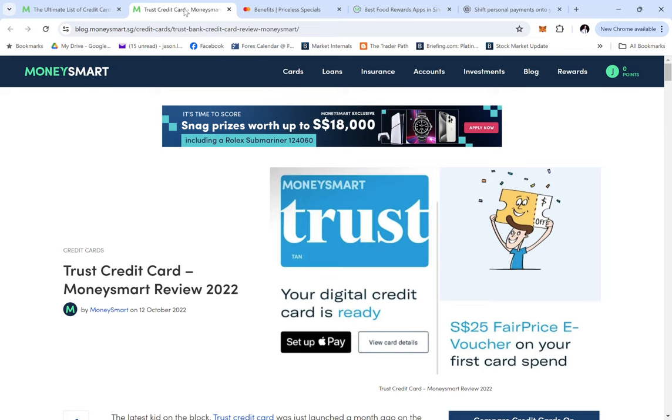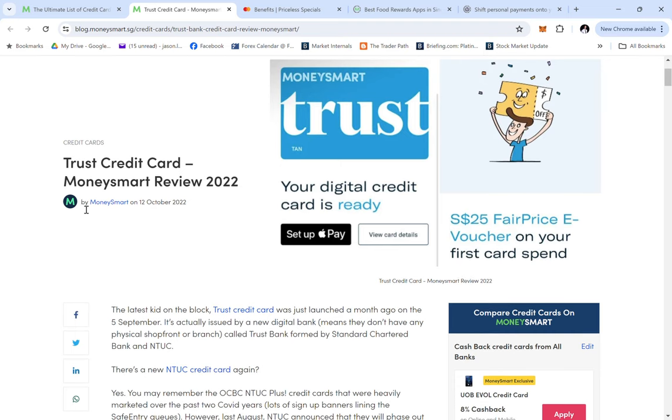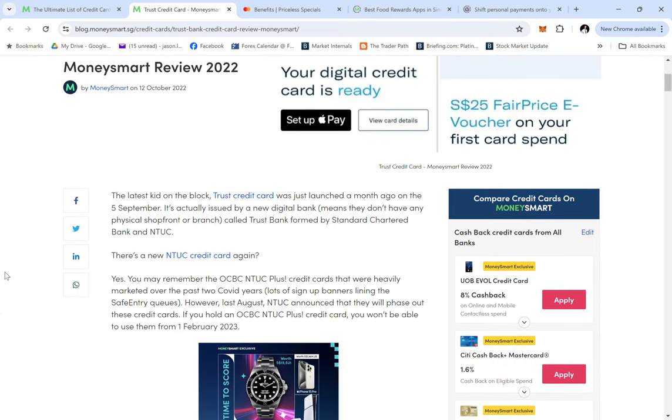Alright guys, I'm going to be talking about the next credit card, which is the Trust Credit Card. The Trust Credit Card, of course, is the new digital bank that StanChart formed, right? So they're a new kid on the block. This is between NTUC and Standard Chartered, right? They came out with a new digital bank. So this new Trust Card is essentially going to be replacing the NTUC card.